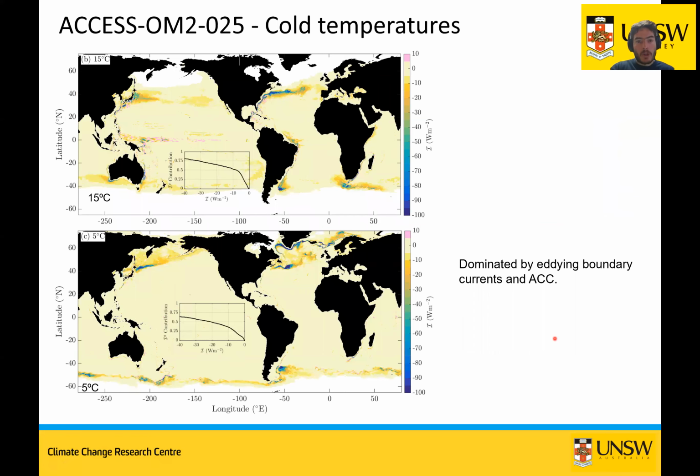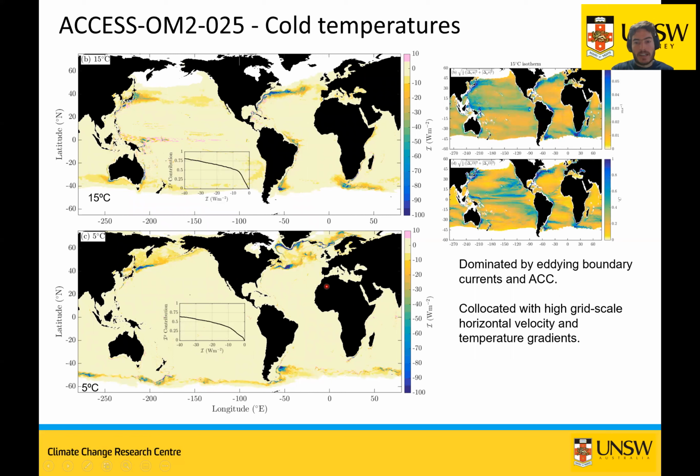Going on to looking at some colder temperatures, here we have the 15 degrees Celsius and the 5 degrees Celsius isotherms. You can see the hotspots of numerical mixing in these cases are really the western boundary current regions and the high latitude shelf currents. This is where there are lots of eddies going on, and you can look at that in a little more detail. There's lots of horizontal velocity variability in these regions, and a lot of horizontal temperature variability.